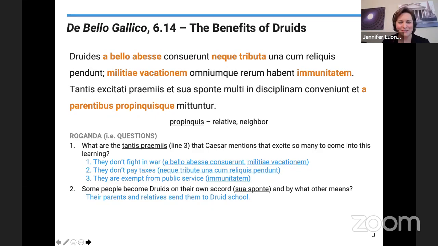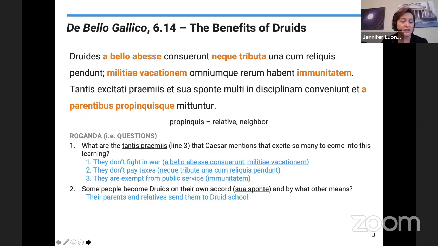All right, so tantis praemiis. Caesar mentions that some of the rewards for being a Druid are that they are accustomed, consuerunt, ab bello abesse, to be absent from war so they don't have to fight. Also, neque pendunt, they don't pay tributa, taxes. What an incentive, really. Una cum reliquis, with the rest of the people. They also have immunitatem, immunity, omnium rerum, for all things, like any kind of public service. And he mentions again they have this release, vacationem militiae, for military service. So it's kind of emphatic that that's a real incentive.